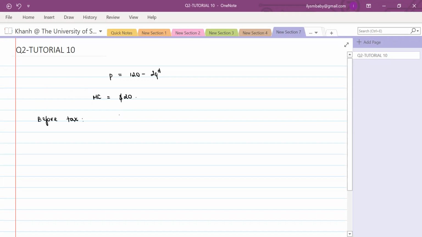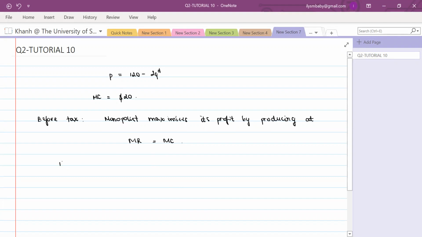Now before tax, we know that the monopoly is going to be maximizing its profit. So the monopoly maximizes its profit by producing at the point where marginal revenue equals marginal cost. We are given the marginal cost already. What we have to do is just find the marginal revenue.